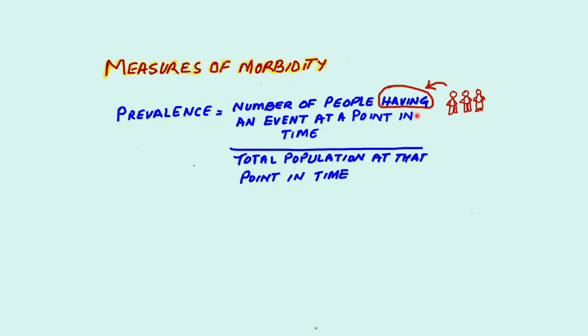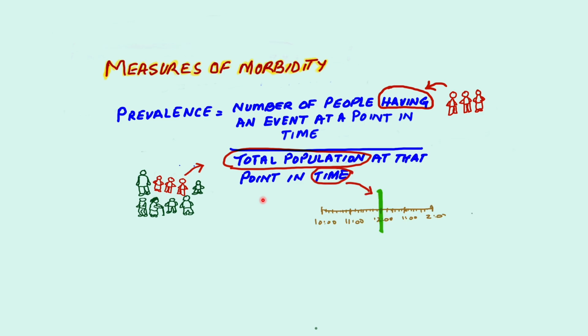So when calculating prevalence, the numerator includes all individuals who currently have the disease, whether the disease developed recently or existed previously. The denominator includes the total population at that specific point in time. Another factor in prevalence is time. In prevalence, we specify only a single point in time rather than a time period. We measure the disease status only at that particular point, not over an extended duration.